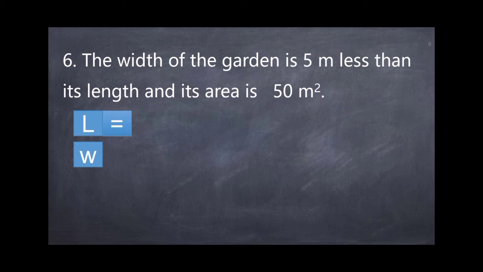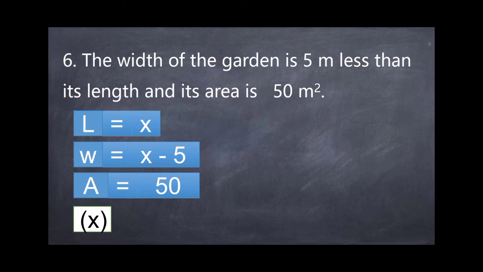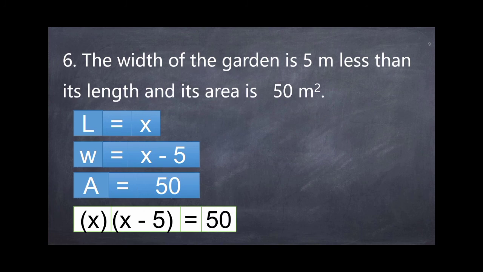Ang unknown is the length. So, let us represent the length by x. Then, the width is equal now to x minus 5. Okay. So, dito, syempre given ang ating area which is equal to 50 square meters. Now, let us multiply the length which is represented by x by the width which is x minus 5. Then, this is equal to 50.